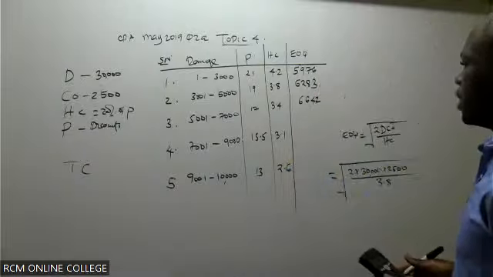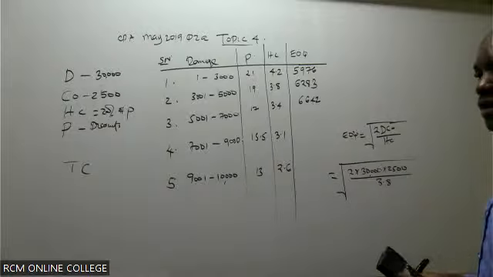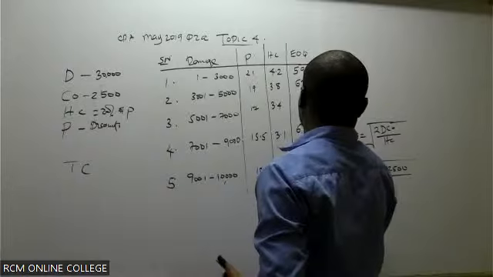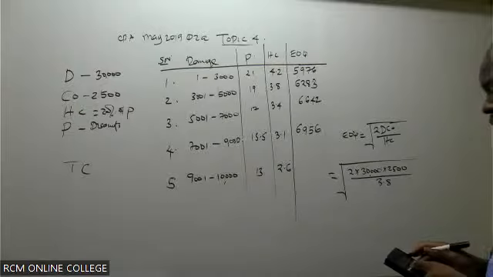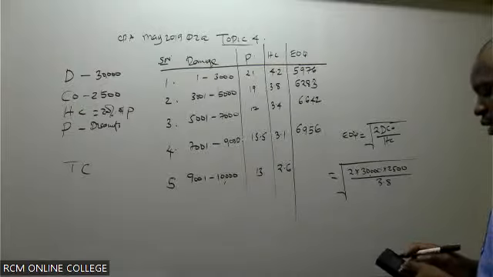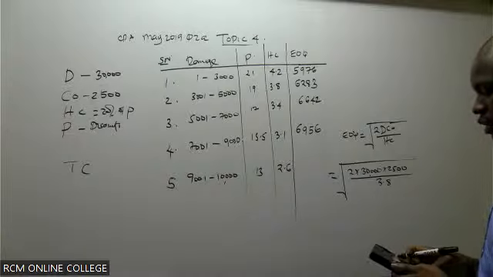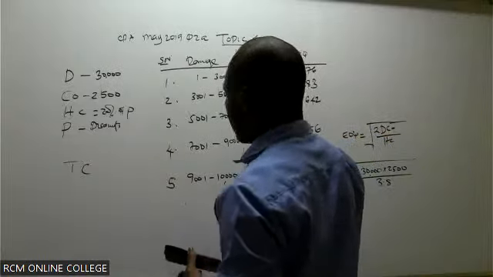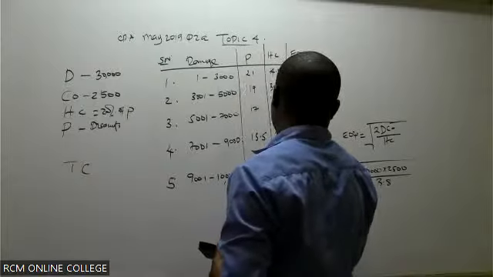Then the fourth one, tunapata ngapi? 3.1. The fourth one, tunapata ngapi? 6956. Is it? Then the fifth one, or the last one, tunapata ngapi? The last one, tunapata 75.95. 5 kama 96. Umeround off sana. 75.96.